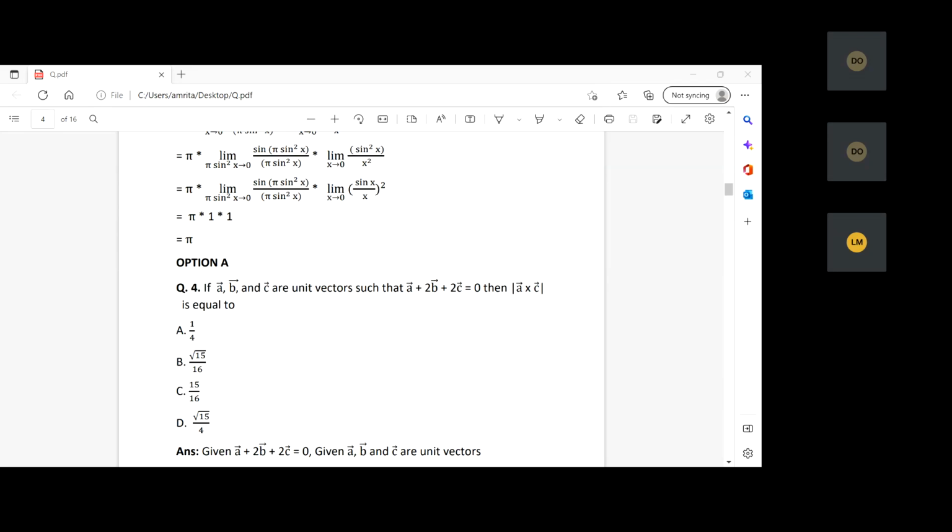So what's the answer to this question? From where have you started answering it? Which option is correct? Is it 1 by 4, root 15 by 16, or 15 by 16, or root 15 by 4? Which one is correct?